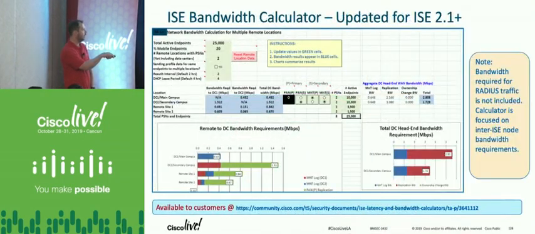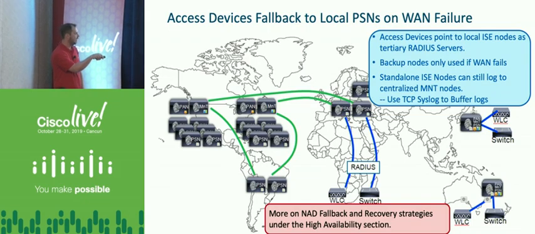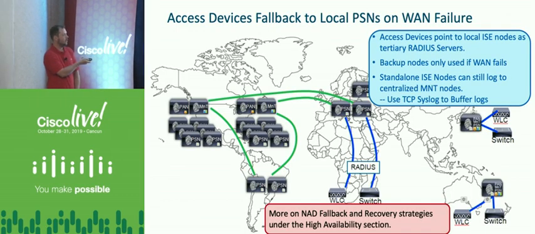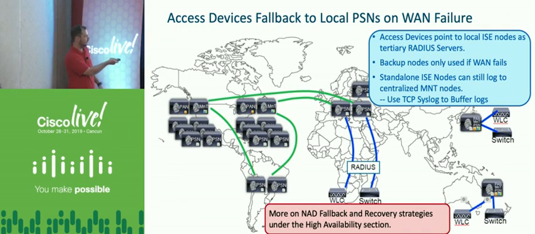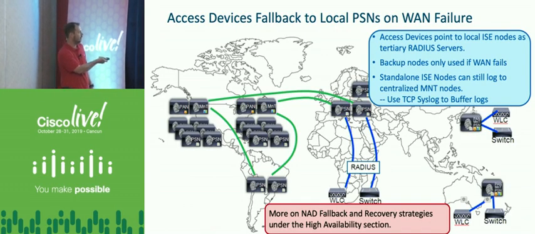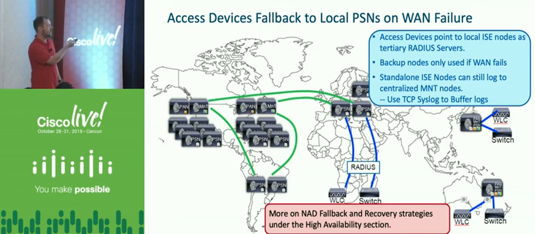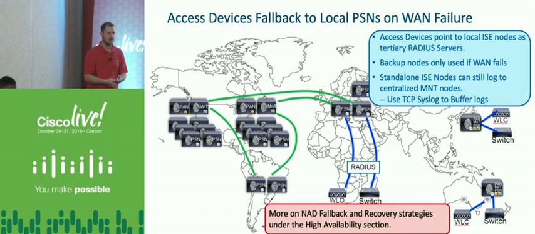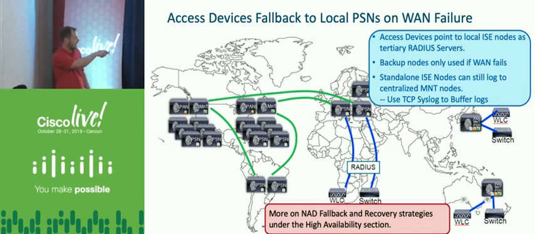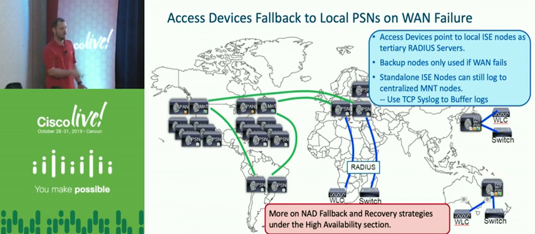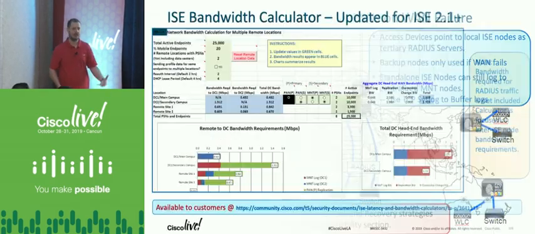we can look at RADIUS fallback in a different way. Actually, this is just showing what I just mentioned. One of the cool things here is if the links die, it will buffer information, and you can use the standalone ISE nodes to forward logs up to the central M&T nodes. So for example, links die here, and we're starting to authenticate locally, we can send those logs from the local nodes up to the central M&Ts once the connection reestablishes.